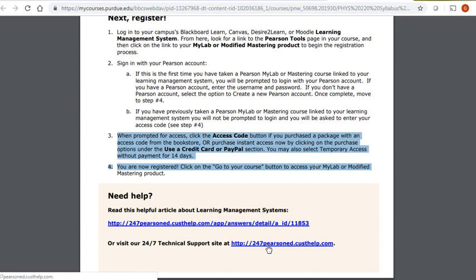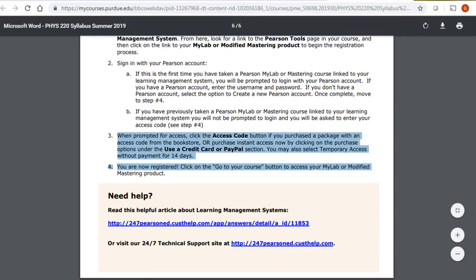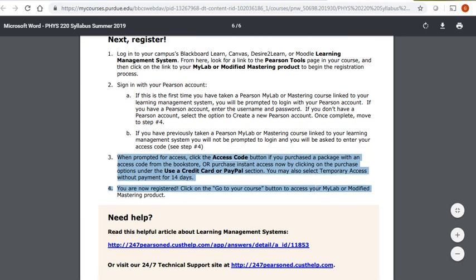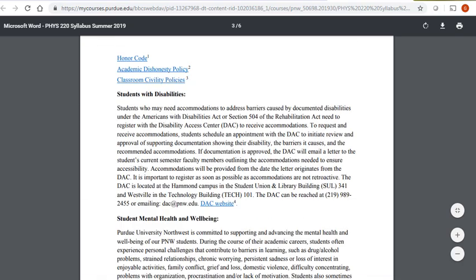Do it right away. Hopefully, Mastering Physics will be something that you like and is helpful. I don't want it to be something that you spend hours and hours just trying to register. So if you have any problems, put in the help ticket, contact me. I'll work with you to get it going. Usually it's pretty seamless.